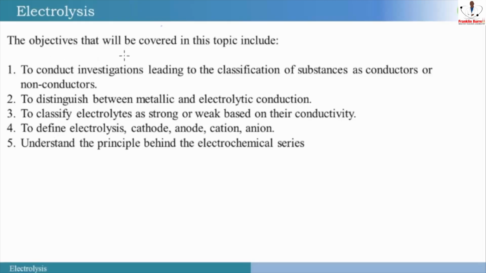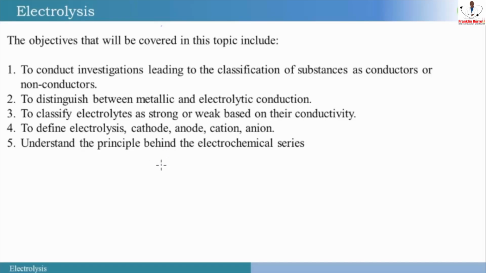So, the objectives that will be covered in this topic will include: 1. Investigating the classification of substances as conductors or non-conductors. We will be looking at the differences between metallic conduction and electrolytic conduction. We will be classifying electrolytes as strong or weak electrolytes based on their conductivity. We will look at definitions such as electrolysis, cathode, anode, cations, and anions. And we will look at the principle behind the electrochemical series.